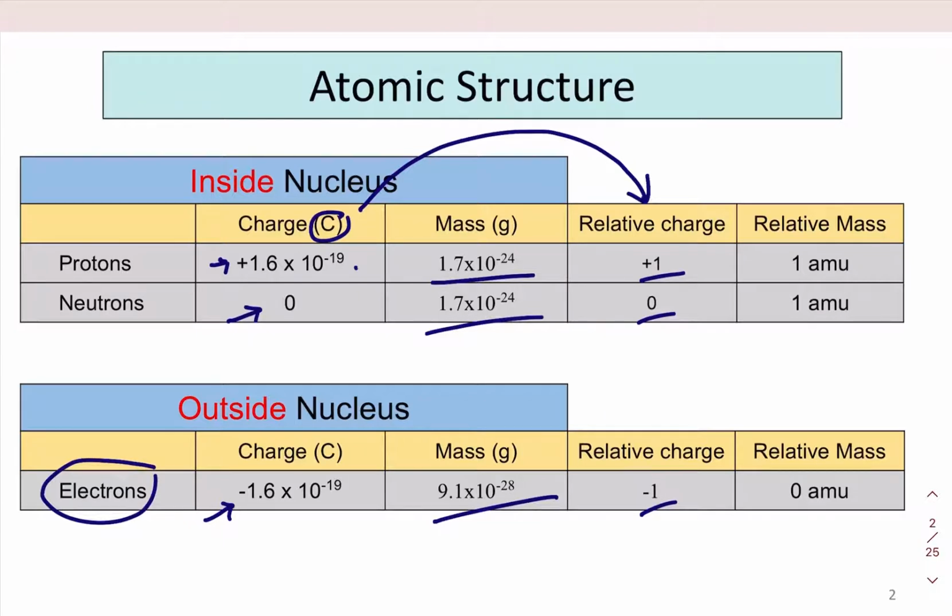So when we look at the relative mass of this stuff, since the protons and neutrons have the same mass, we give them a relative mass of 1 AMU, which stands for atomic mass units. And since electrons are so small, we give them a relative mass of 0 AMU. So that's just something to keep in mind, how that works. And hopefully you can memorize that fairly quickly.